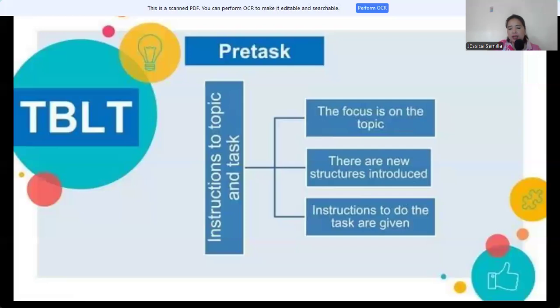So what is under pre-task? The pre-task is introducing what should be understood. So the focus is on the topic. There are new structures introduced.